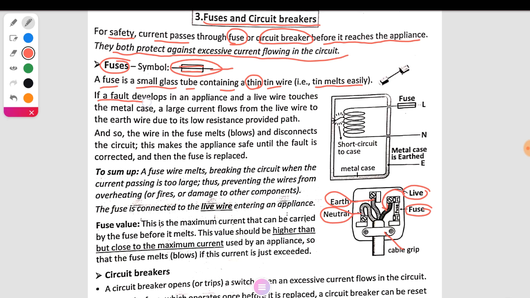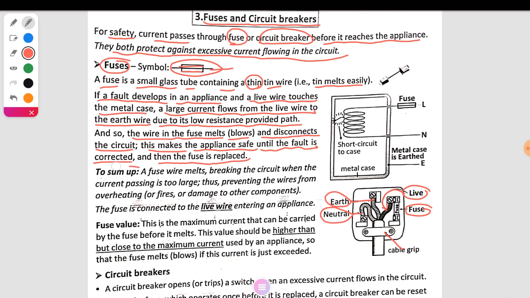If a fault develops in an appliance and the live wire touches the metal case, a large current flows from the live wire to the earth wire, due to its low resistance providing the path. The wire in the fuse melts and disconnects the circuit. This makes the appliance safe until the fault is corrected, and then the fuse is replaced.